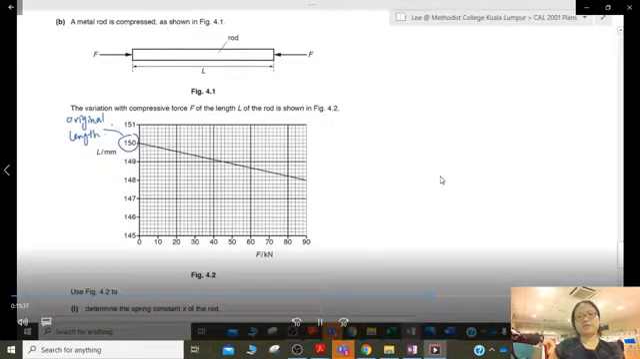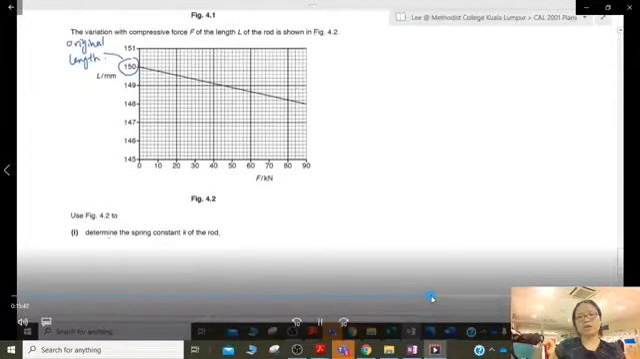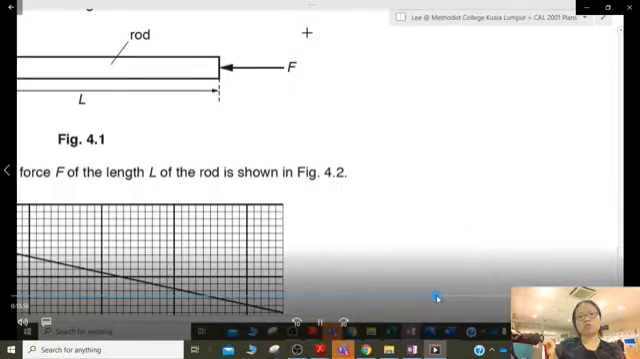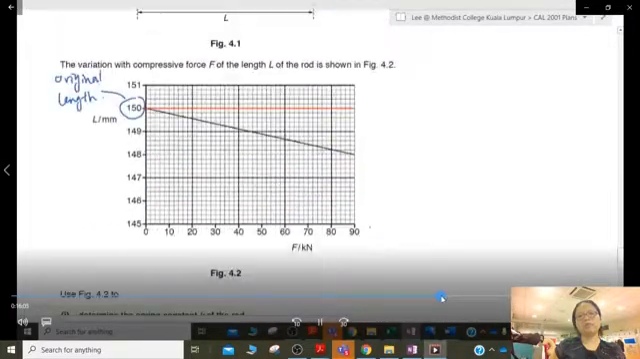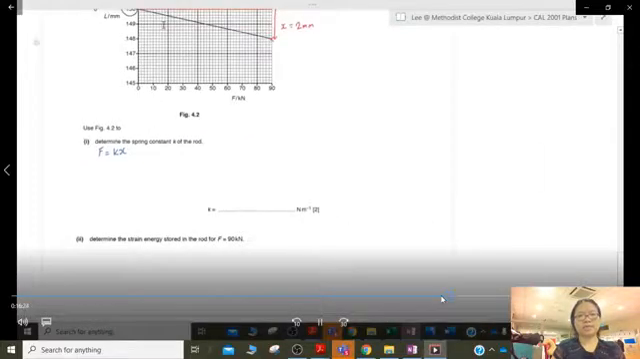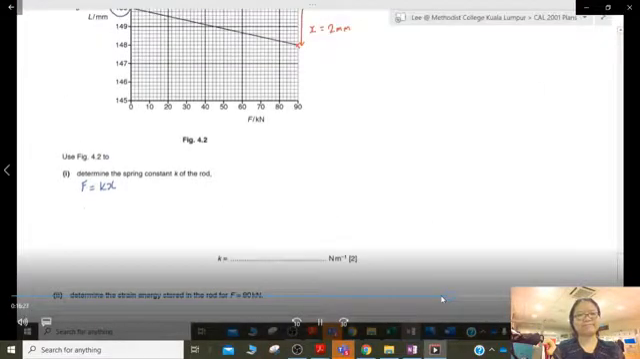So 150 is the original length. To find the extension, I will need to draw a line from here, and I always tend to take the corner value. So from here, the extension will drop from 150 mm all the way to 148 mm, which gives us an extension of 2 mm. So we're going to substitute the 2 mm into the equation of F is equal to Kx. Can use a straight line Hooke's law. So 90 times 10 to the power 3, 90 kilonewton. X is 2 mm.